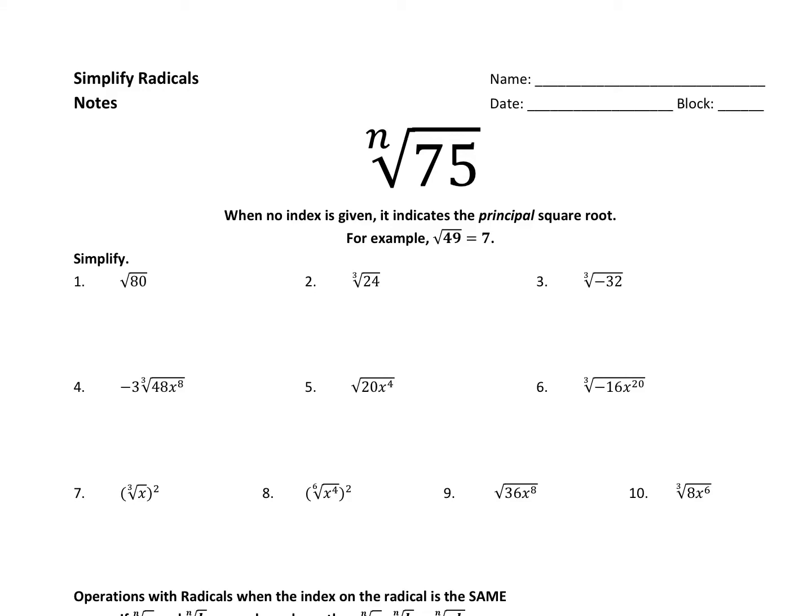In this video, we are going to talk about how we simplify radicals. So first, let's look at this nth root of 75 we have. The number in front here we call our index. And so this is like the type of root we have.